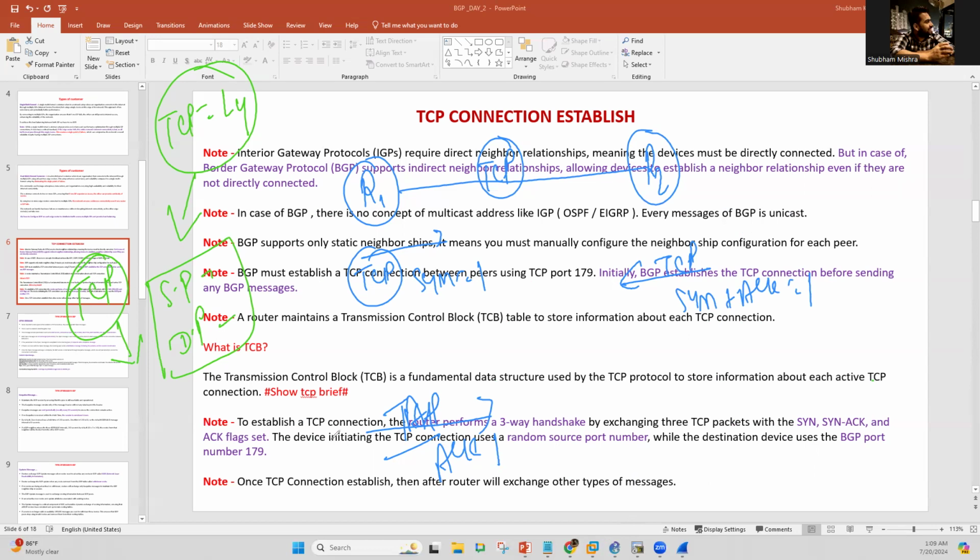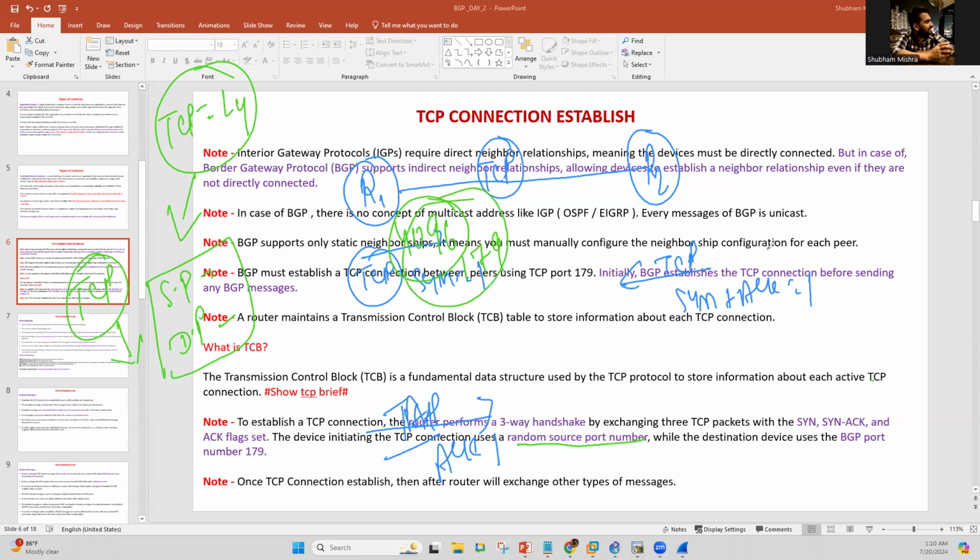Now, here I have written the point. The device that initiates the TCP packet uses any random source port number. Getting my point? Let's suppose R1 is initiating a TCP packet, and R1 is using a random port number, 4096. That is the source port number. But what will be the destination port number? The destination port number will be 179.